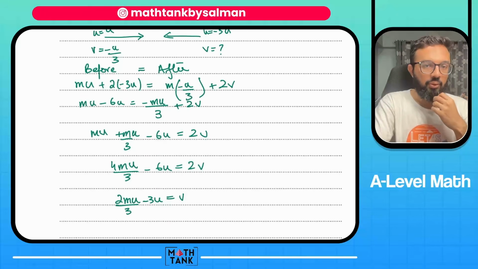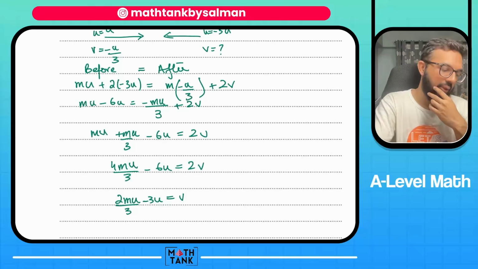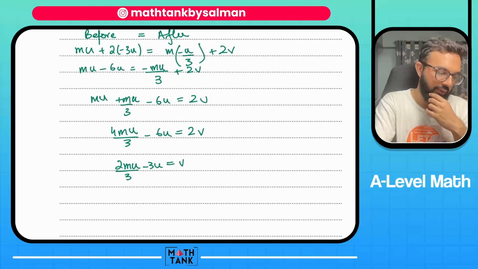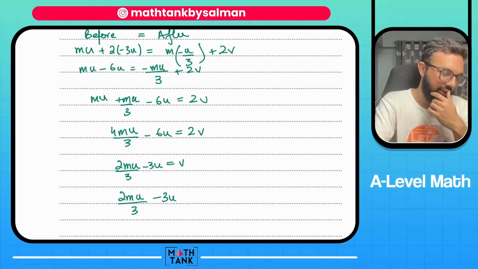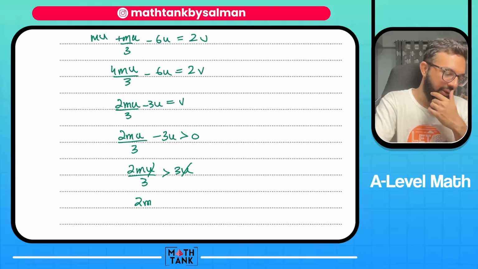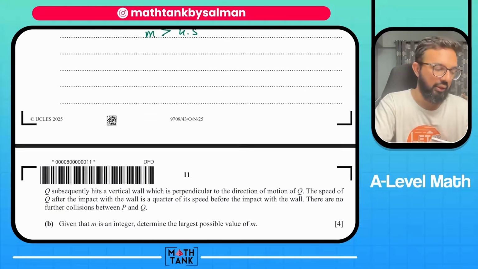Okay, so what do I know next? I know that this velocity was in this direction, which means that it was positive. So 2mu over 3 minus 3u is greater than 0. So 2mu over 3 is greater than 3u. 2m is greater than 9, and m is greater than 4.5. Yeah, okay, I have the correct answers.